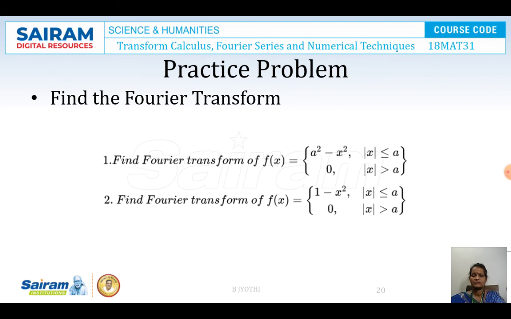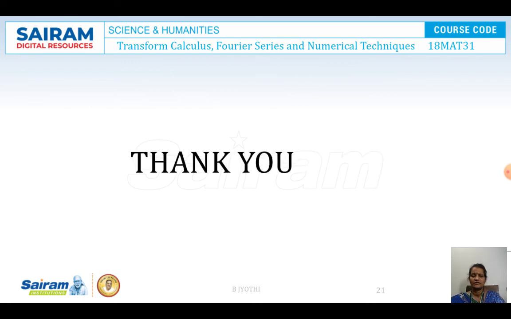These are all the practice problems. Find the Fourier transform of f of x given by a square minus x square when mod x is less than or equal to a, 0 when mod x is greater than a, and this one is 1 minus x square when mod x is less than or equal to a, and 0 when x is greater than a. Thank you.